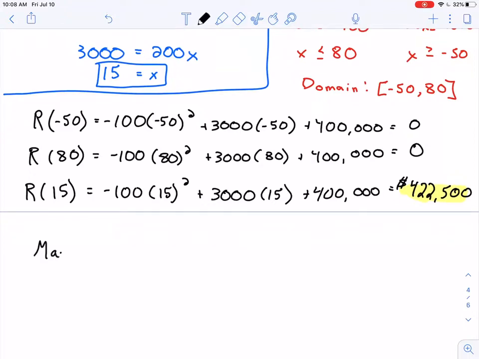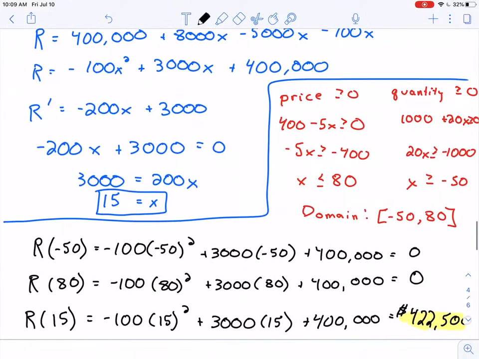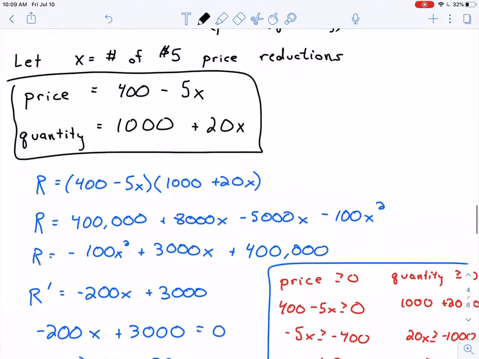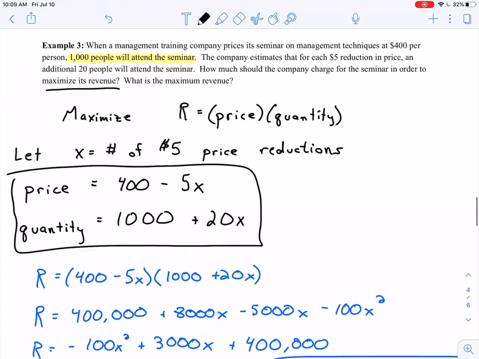So my maximum revenue is $422,500. Let's go back and make sure that we're answering the question, giving all of the necessary information. So let's see, what is the maximum revenue? We've done that, so we don't need to worry about that. How much should the company charge for the seminar in order to maximize its revenue? So in other words, what is the price?